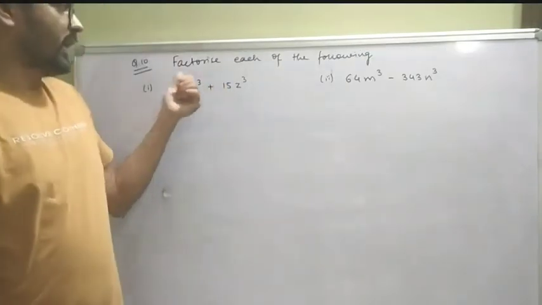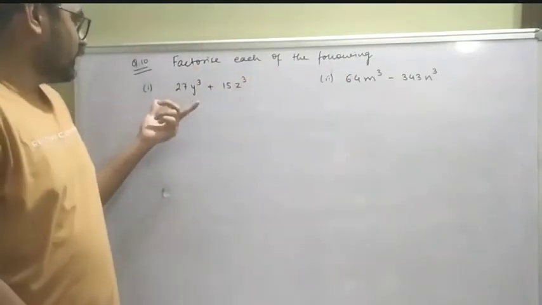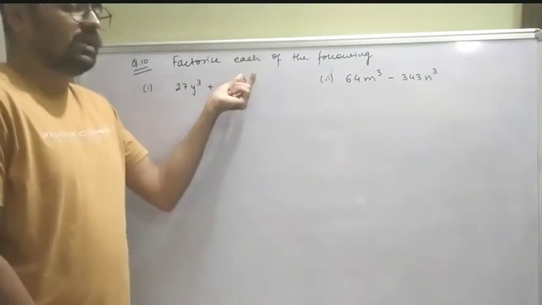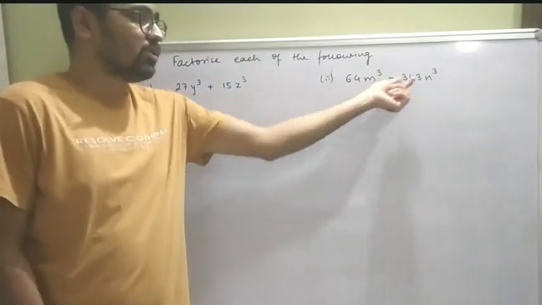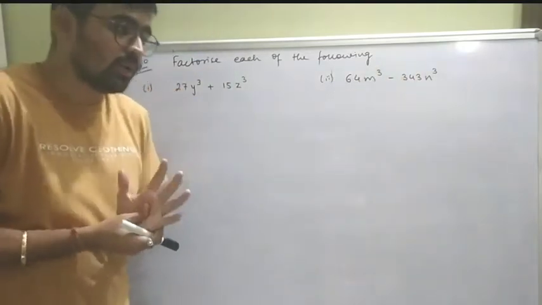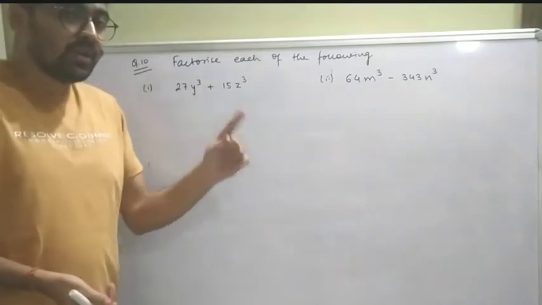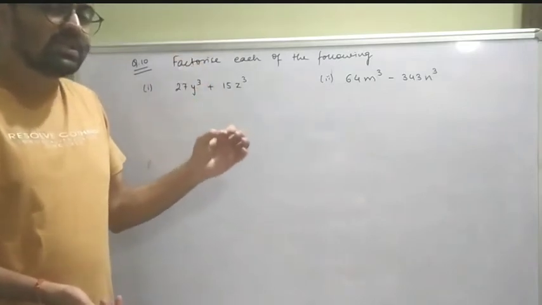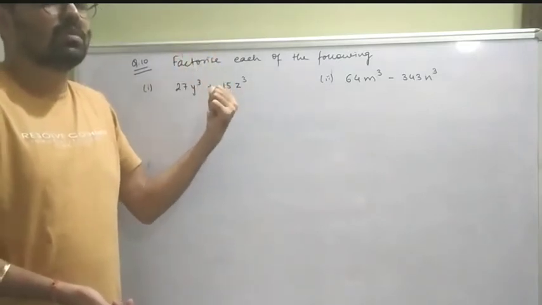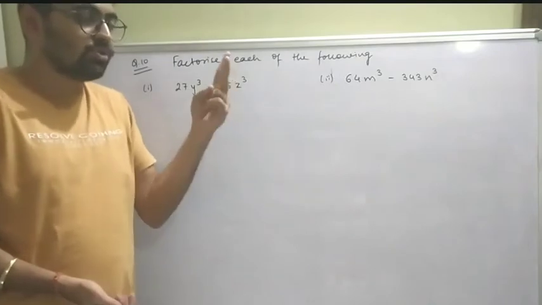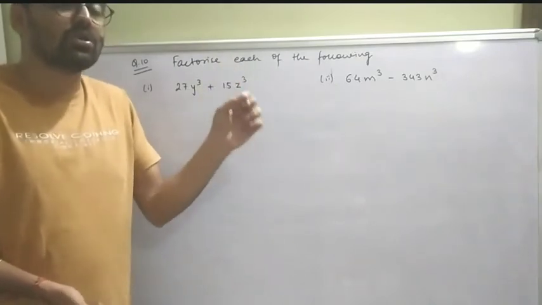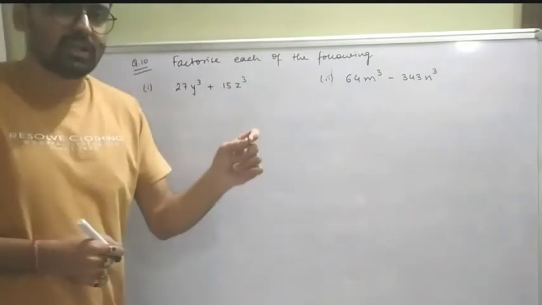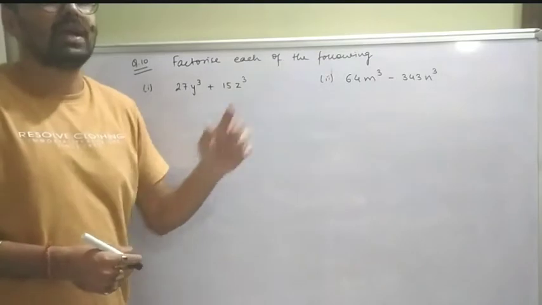Question number 10, factorize each of the following. We have two problems in this one. First is 27y cube plus 125z cube, and second is 64m cube minus 343n cube. To solve these two problems, we need the identities which we just created in the previous question number 9. The two questions asked in question number 9 are also the identities which we are going to apply here. If you look in your textbook, it is written: take question number 9 as a hint.